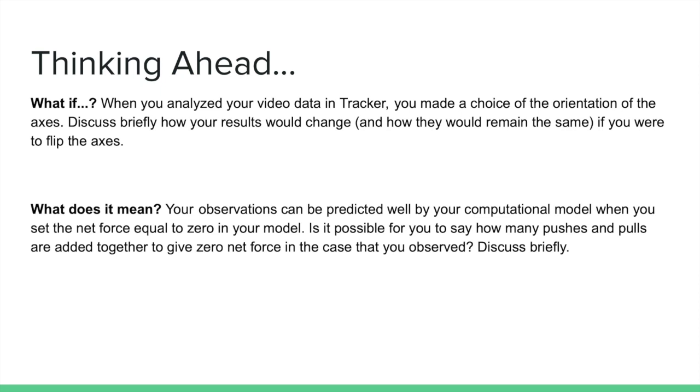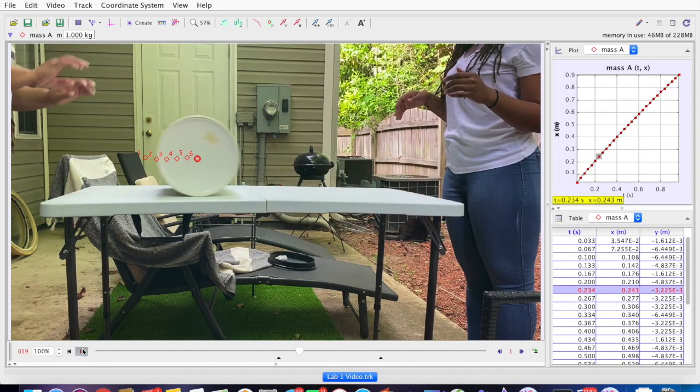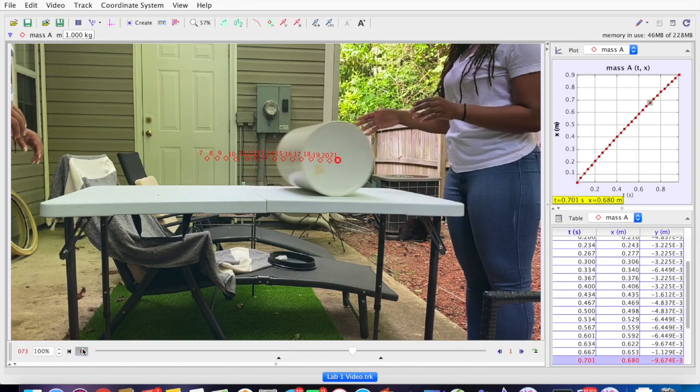For an object moving at constant velocity, there must be an equal amount of pushes and pulls acting on the object. However, we do not know the total amount of opposing forces that are acting on this object. Though we do know the opposing forces are equal and opposite in direction, thus canceling each other out. So by setting the force equal to 0 in the computational model, we do not know how many total pushes and pulls are acting on the system, but we do know that these forces are equal in magnitude and opposite in direction, thus canceling each other out and giving us a force vector of 0.